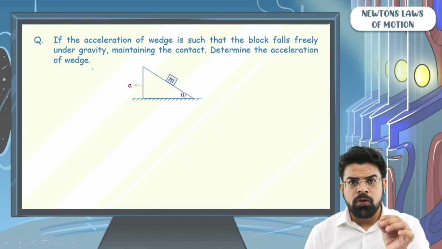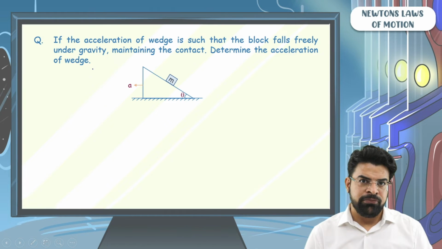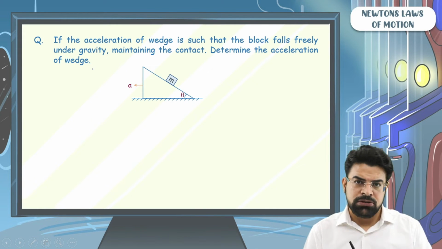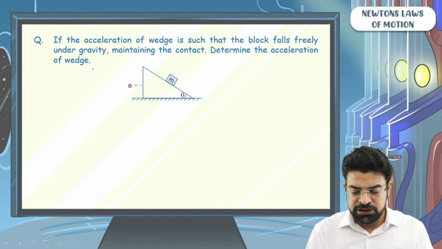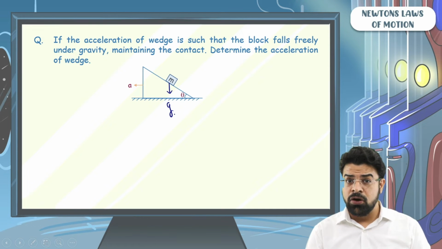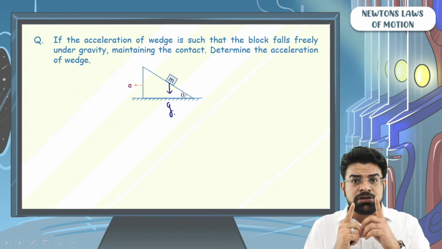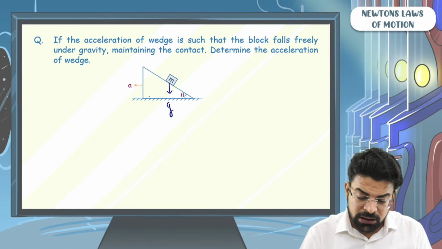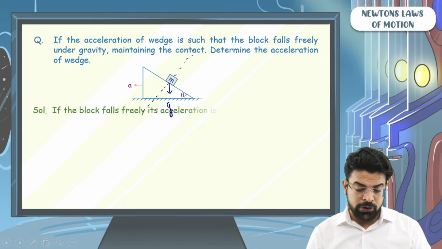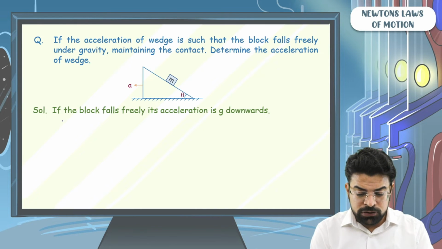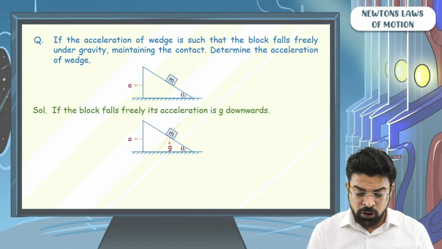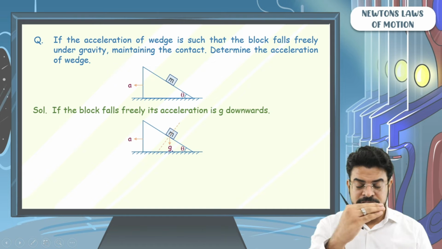Beta, if the block falls freely under gravity, then what will be the acceleration of the block? If the block falls freely under gravity, then the acceleration of the block has to be g downward. But the block constantly maintains contact with the wedge. So if they constantly maintain the contact, then the component of their acceleration along the normal should be the same. So the acceleration of block is g downward, acceleration of wedge is a.